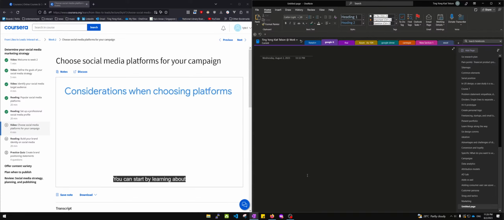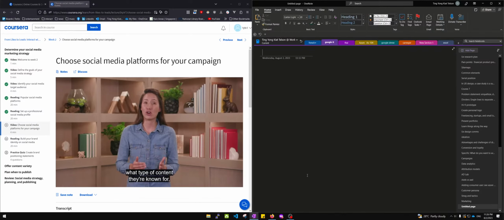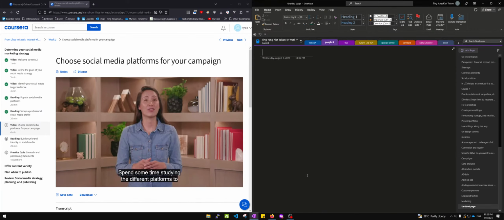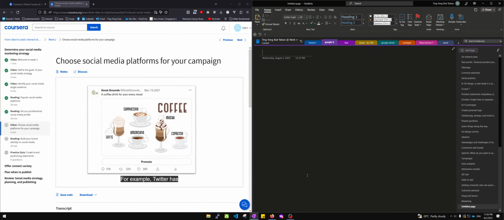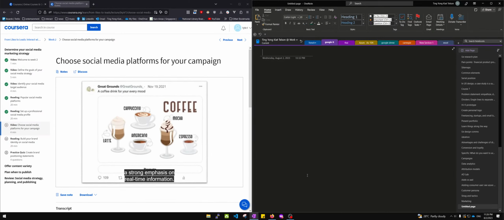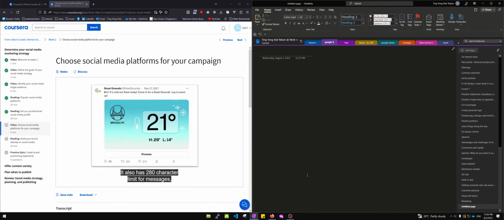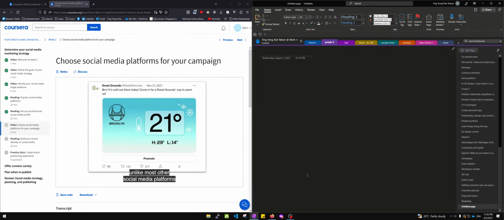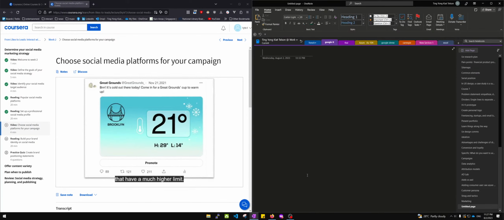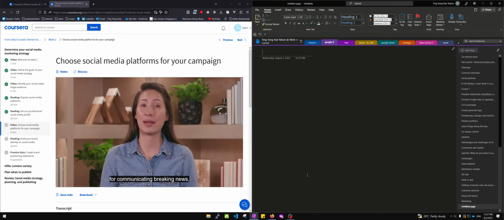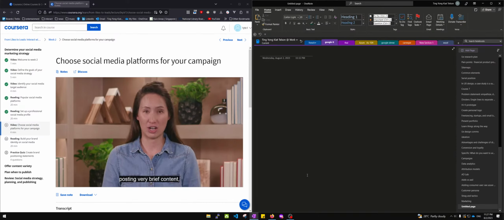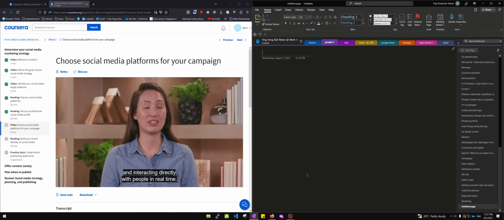You can start by learning about the different platforms and how they are used. Previously, we discussed the most popular social media platforms today, what type of content they're known for, and who they appeal to. Spend some time studying the different platforms to understand how they work and how people communicate on them. For example, Twitter has a strong emphasis on real-time information. It also has a 280 character limit for messages, unlike most other social media platforms that have a much higher limit. Therefore, Twitter is best for communicating breaking news, posting very brief content, and interacting directly with people in real time.